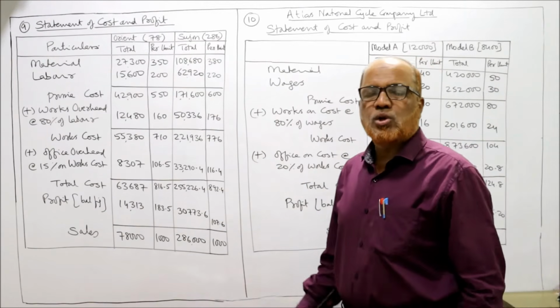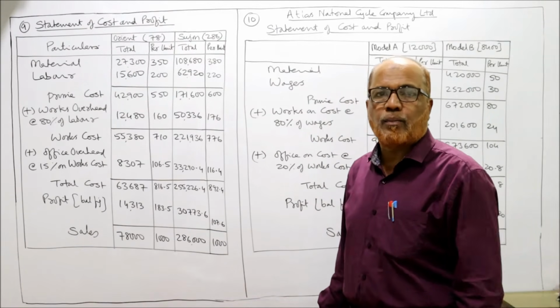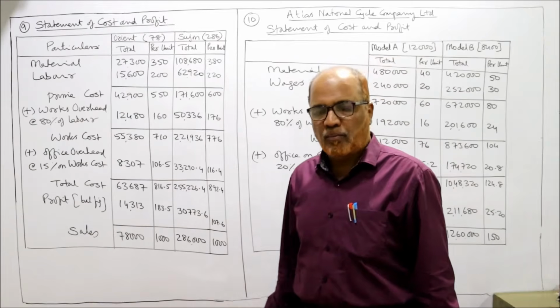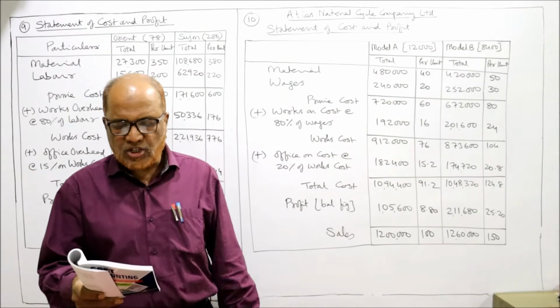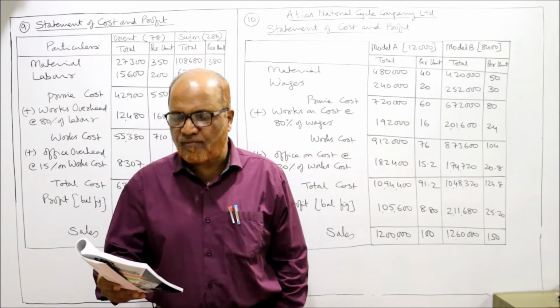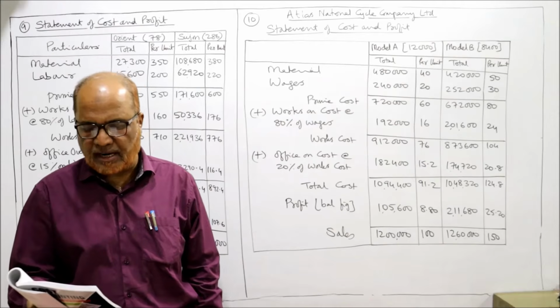That's it. So comparatively, these problems are very, very easy compared to the earlier problems. So 9th problem over. Now see the 10th problem. Atlas National Company Limited, which commenced its works on 1st January 1980. A new company was formed on 1st January 1980.